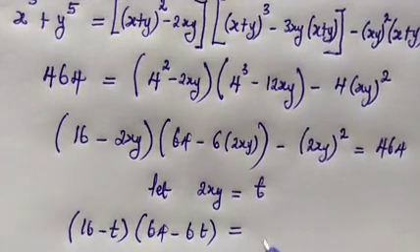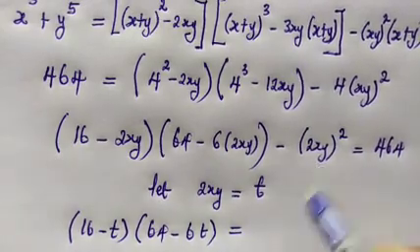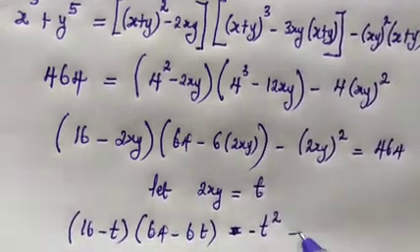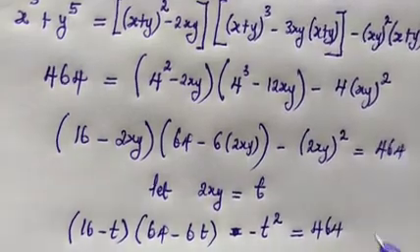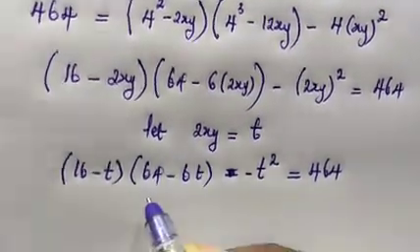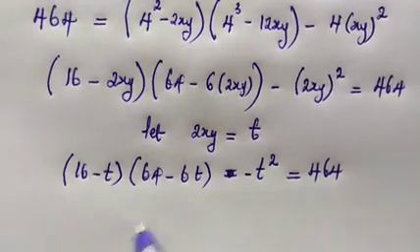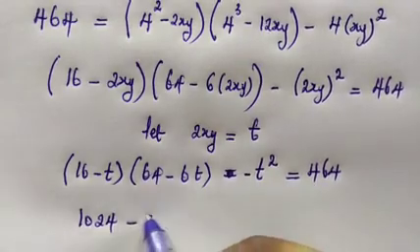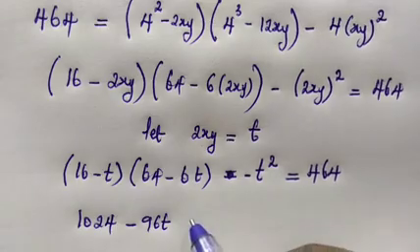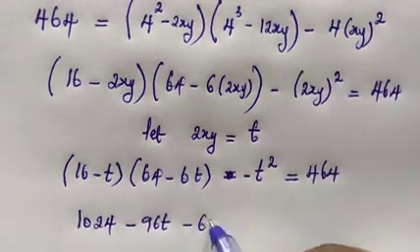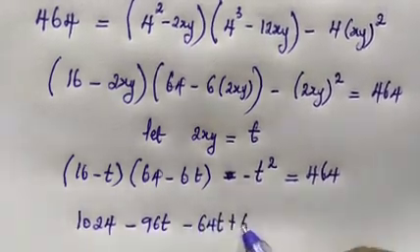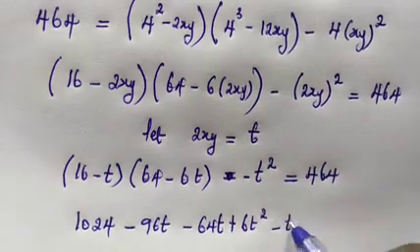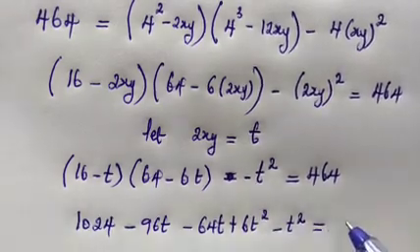This is equal to, so we have minus t squared here. This is equal to 464. Now we expand this bracket. This is going to give us 1024 minus 96t, right? And then minus 64t plus 6t squared. And then here minus t squared, this is equal to 464.